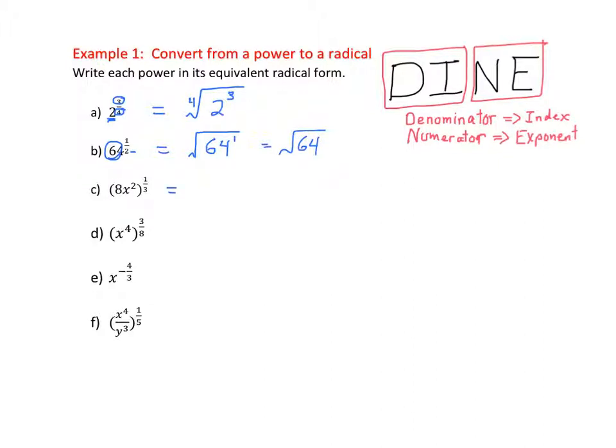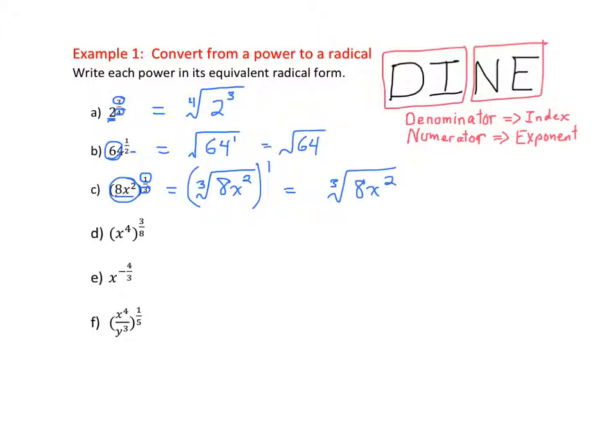Over here we have 8x squared in brackets, and then it's raised to the power of 1/3. So we look at the fraction exponent on the outside, and it has a 3 as a denominator, so we have a cubed root. And because the numerator is a 1, the whole cubed root would be raised to the power of 1, which isn't going to change the radical. Anything to the power of 1 is just itself. And the radicand is what was in the brackets, so 8x squared. So you can write that as the cubed root of 8x squared.